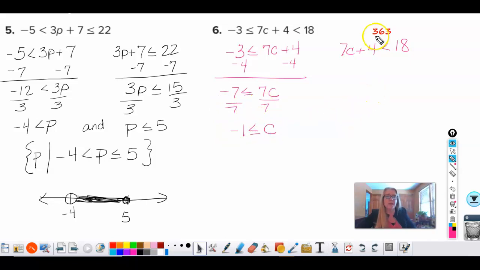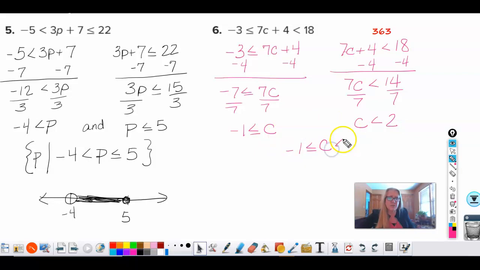That's part of it. Over here, subtract 4 from both sides. That gives me 7c is less than 14. Divide both sides by 7, and we get c is less than 2. All right, this can be written -1 is less than or equal to c, which is less than 2. And in set builder notation, we would have c with a pipe and then another bracket.